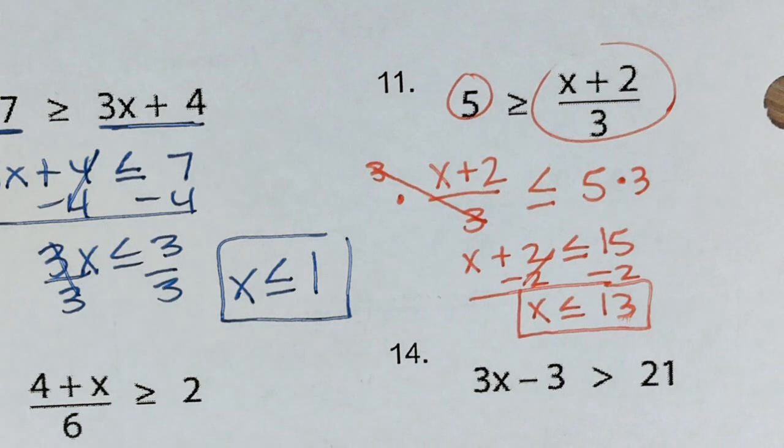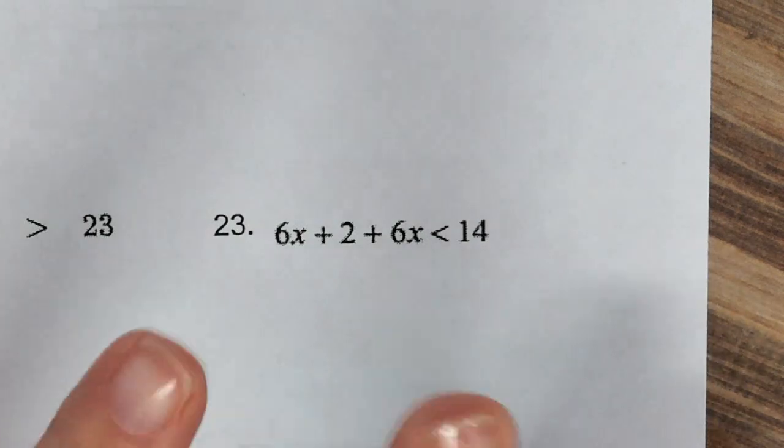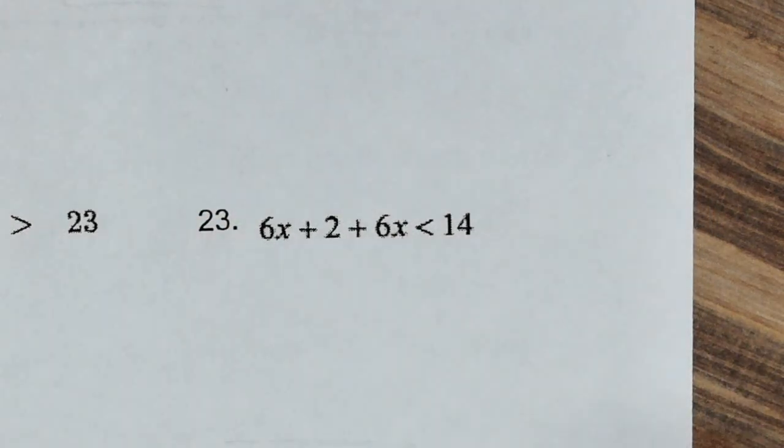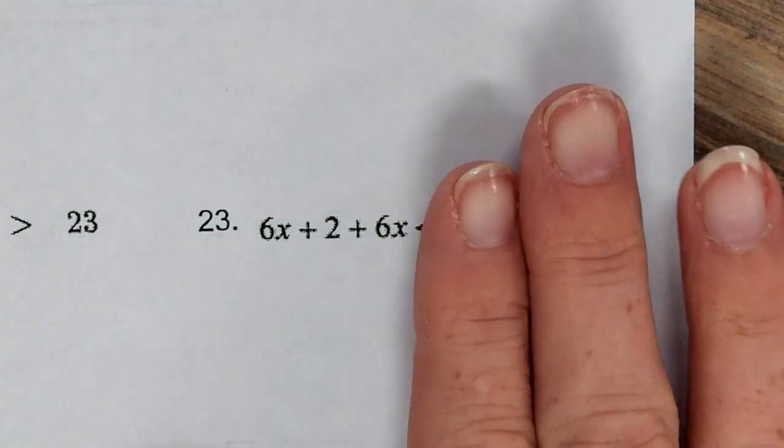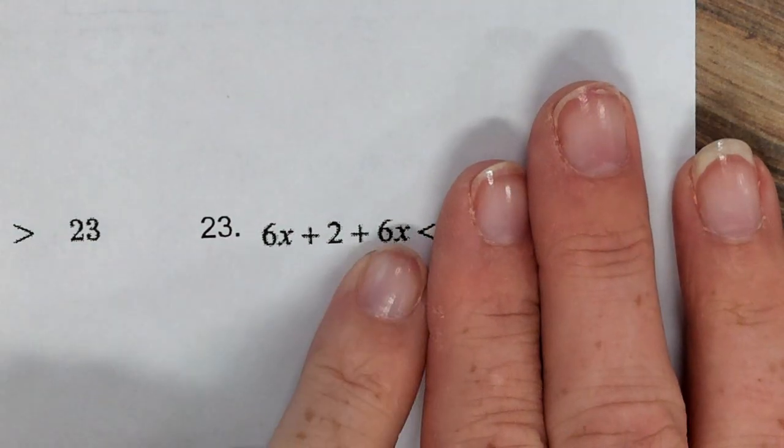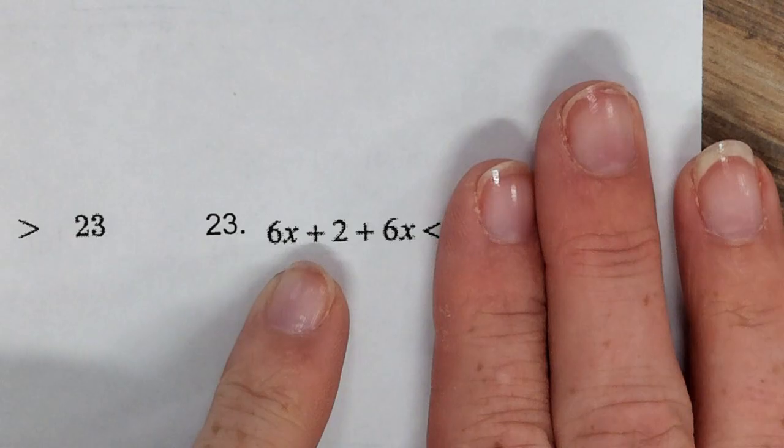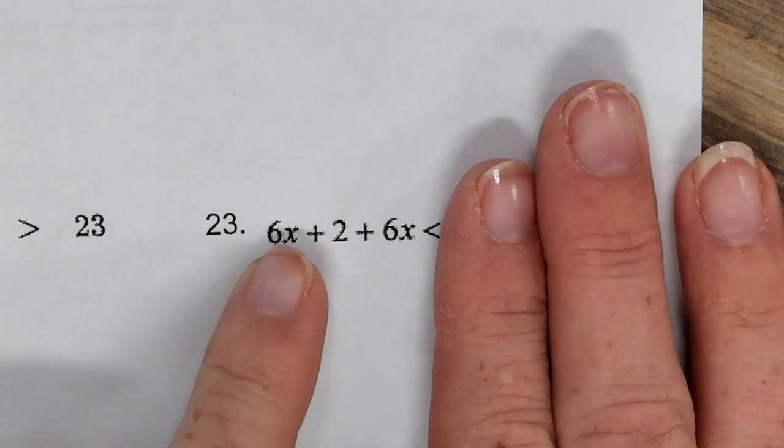All right, let's do 23. Do I need to do distributive property? No. Are there like terms on the left of the inequality sign? Yes. Can I combine them? Yes. How would I do that?